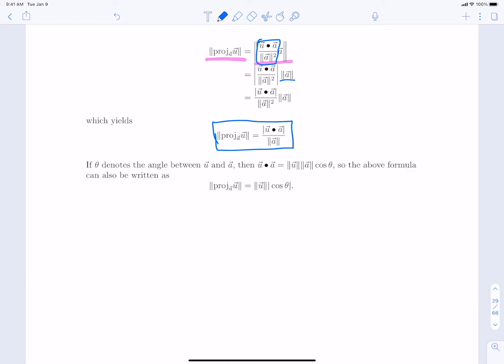So if theta denotes the angle, and we have that we can find our dot product as the magnitude of u times the magnitude of a times cos theta, then we can rewrite the above formula. What we've done is taken this and plugged it in, and after that's plugged in, you can see that the magnitude of a will cancel. And in fact, in the few cases where we know what the angle is between two vectors, then we can also find the magnitude of the projection by using that angle in this formula.